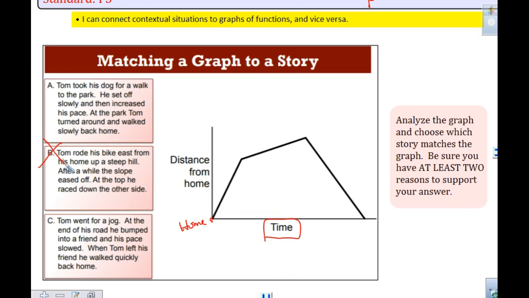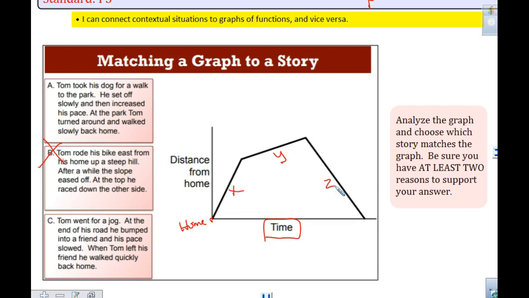But now we want to go between A and C. And in A, it says that he takes his dog for a walk to the park. He sets off slowly. Is this going slowly or is this one going slowly? If we look at this as part A, B, and C, and we probably shouldn't use A and B because that's in our situations, so we'll use part X, Y, and Z of our graph. Where is he going faster, in X, Y, or Z? The fastest is probably Z and X, right? Y is the slowest, right?